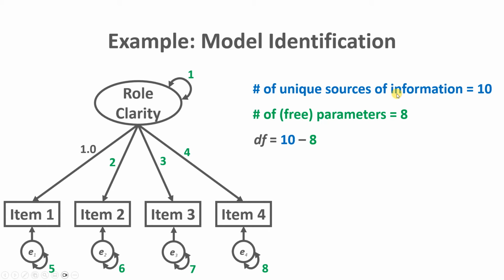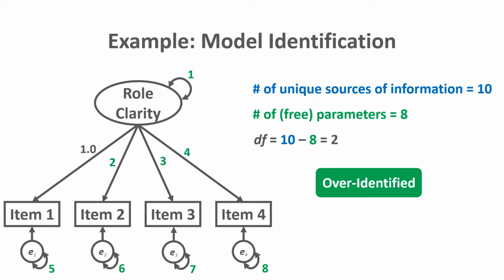So if we take the number of unique sources of information, which is 10, which we calculated a moment ago with that formula, and we subtract from it the number of freely estimated parameters in our model, that gives us 10 minus 8, which is equal to 2. So because the degrees of freedom is greater than 0, we would say that our model is over-identified, which is a good thing. This means that when we estimate the model, we can get those conventional indexes of model fit and evaluate those. And we also will get our parameter estimates and their associated standard errors.